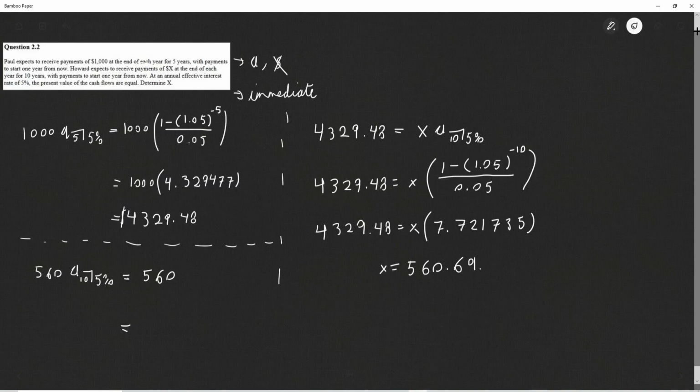We'll get 560.69 multiplied by our 7.721735, which we can see will give us the same answer, being $4,329.48.